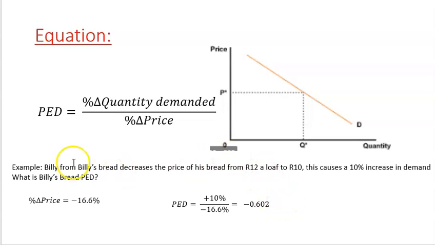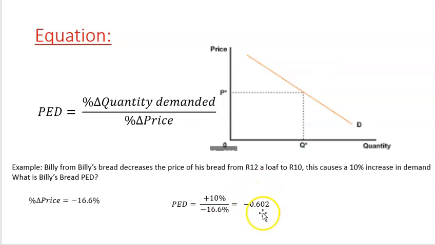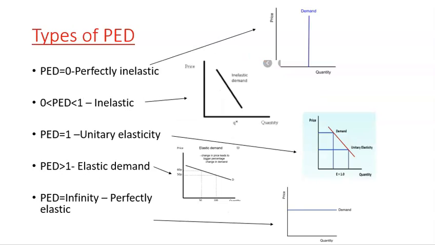Okay, guys, that's very simple, but what does that value actually mean? What does that negative 0.602 actually help us with? Doesn't seem to help us a lot, but it actually tells us quite a lot about it, okay? And you need to learn these off by heart, because this is what that value actually tells us. And these are the types of PED.